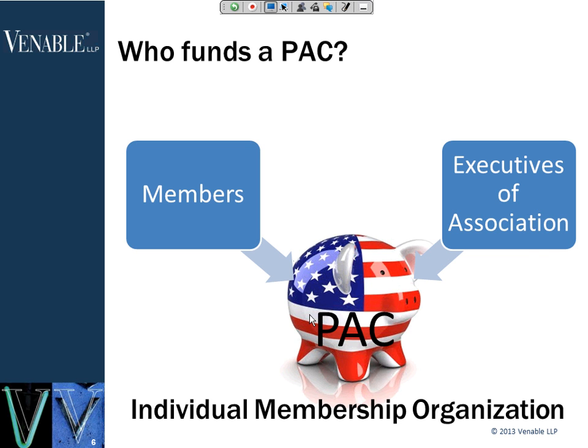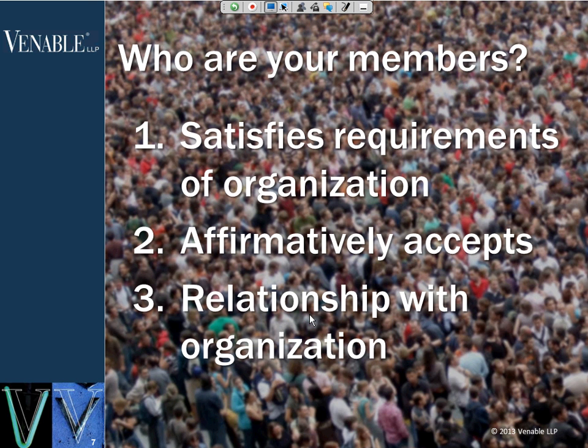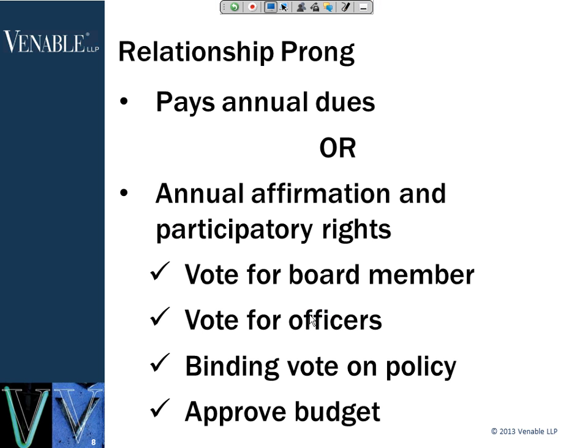So again, who are your members? And this can be a little tricky because the Federal Election Commission's concept of a member is not necessarily your concept of a member, but it's important for purposes of soliciting. Essentially what the FEC says is that for someone to qualify as an individual member, they must satisfy your requirements for membership. They have to accept the organization's invitation to become a member, and they have to have a certain kind of relationship with the organization, either financial or participatory. And there's an example there. On the financial side, that's normally through dues payments, and on the participation side, there are any number of other ways that you could vote and participate in the conduct of the organization.